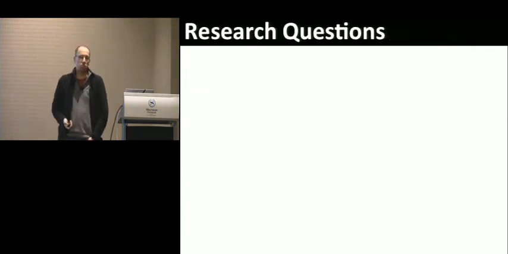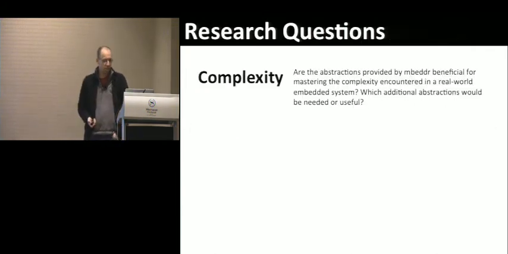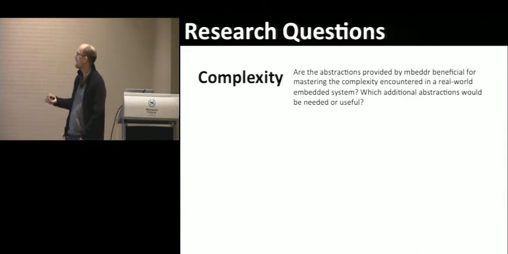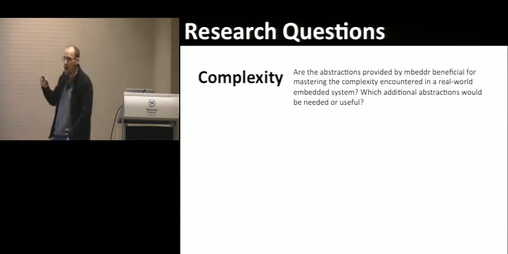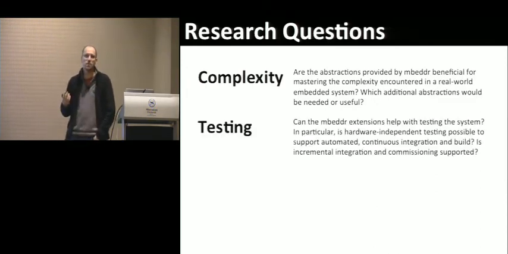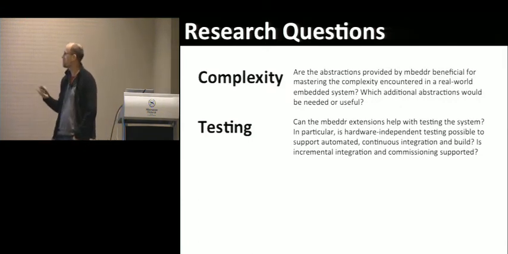So what were the research questions we were asking specifically? First of all, we were asking whether these extensions to C help with dealing with the complexity of implementing such a system, which abstractions are specifically useful, and which were missing. We were looking at how the testability of such an implementation is affected by these extensions. We were hoping, of course, for it to be improved, because we have better abstractions so we can test better.